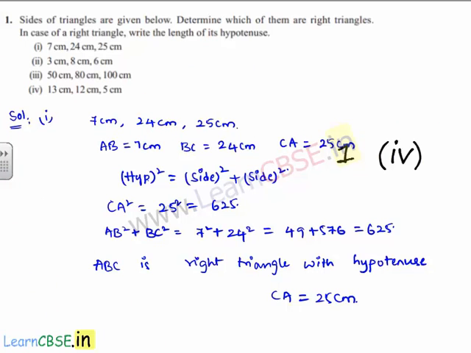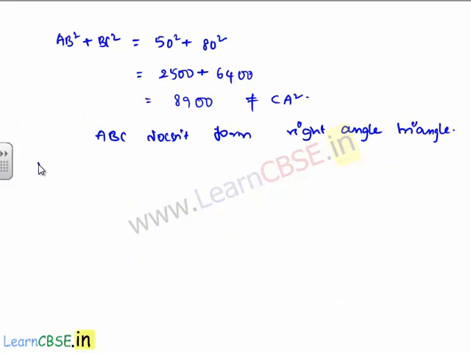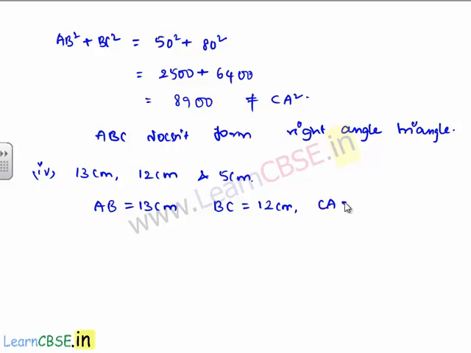Now moving on to the fourth sum, the given dimensions are 13 centimeters, 12 centimeters and 5 centimeters. So let us assume that these are the sides of a triangle ABC with AB equal to 13 centimeters, BC equal to 12 centimeters and CA equal to 5 centimeters.